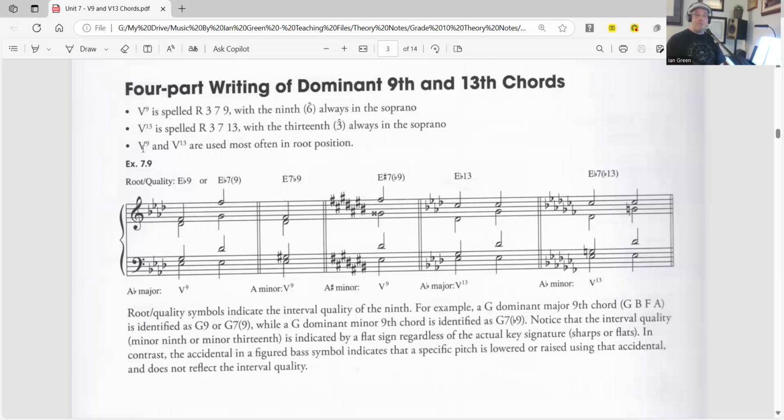The most common way to use the dominant ninth and dominant 13th chord, especially when writing in four-part harmony, is to write the chord 90% of the time or more in root position. This means that the root, the third, and the seventh must be included, but then the special note, the ninth or the 13th, whichever chord you choose to use, should be in the soprano part. Then we can hear that sound of those beautiful harmonies.